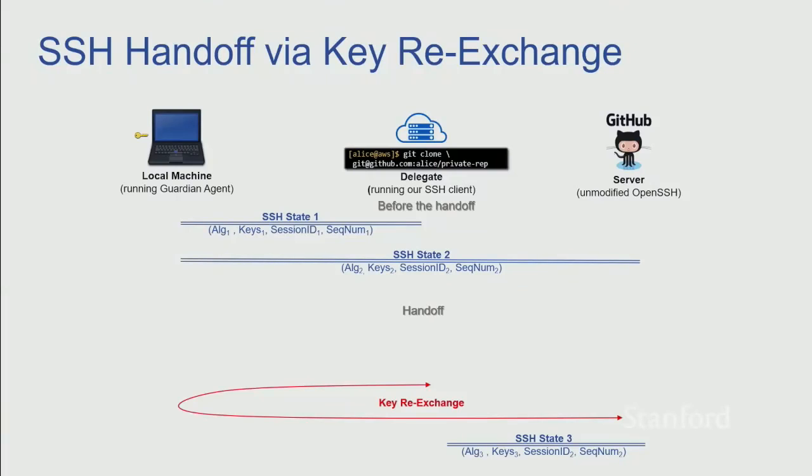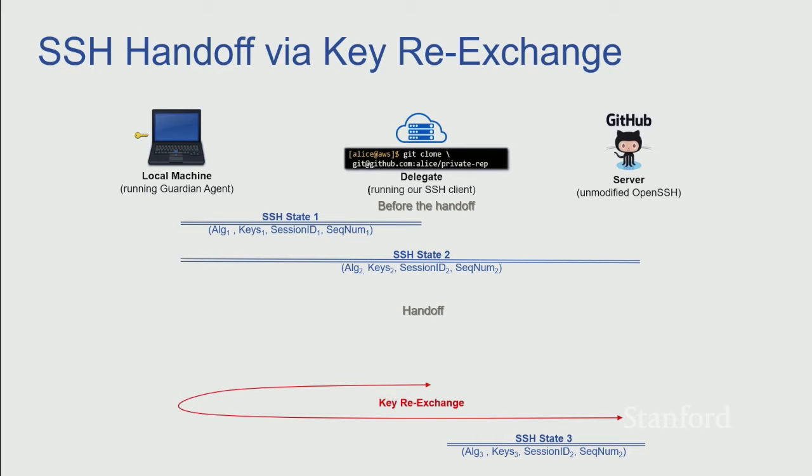We start by having two separate SSH connections, one between the delegate and the local machine, and a second one between the local machine and the server. Initially, those two connections are independent. Then, after the local machine has sent the command on its connection with the server, a key re-exchange is triggered on both connections. But this time, the parties in the key re-exchange are the delegate and the server, and the local machine only acts as a relay that passes around the key exchange messages.